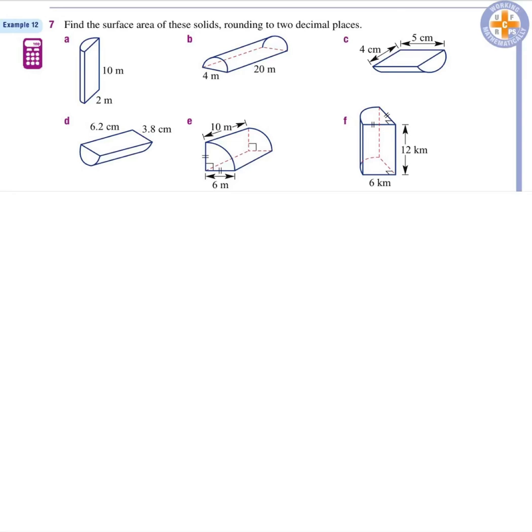So there are a couple of ways of looking at 7F. You could say that this is a quarter of a cylinder. So if we find a quarter of the surface area of a full cylinder with these dimensions, then we'd be finding a quarter of the two circular faces and a quarter of the curved face, because that's what makes up a full cylinder's surface area.